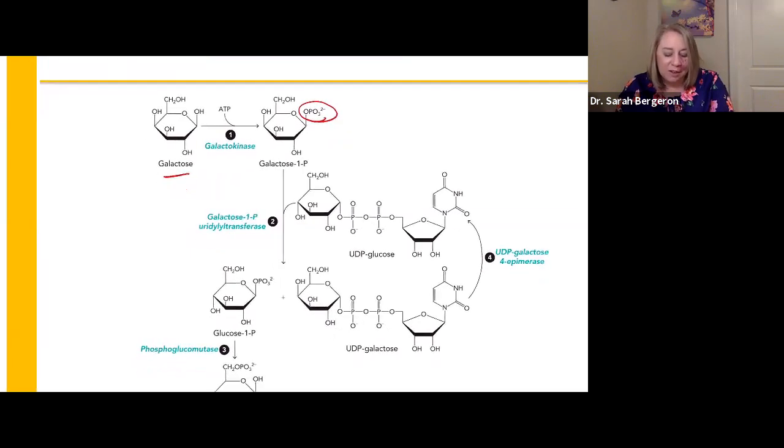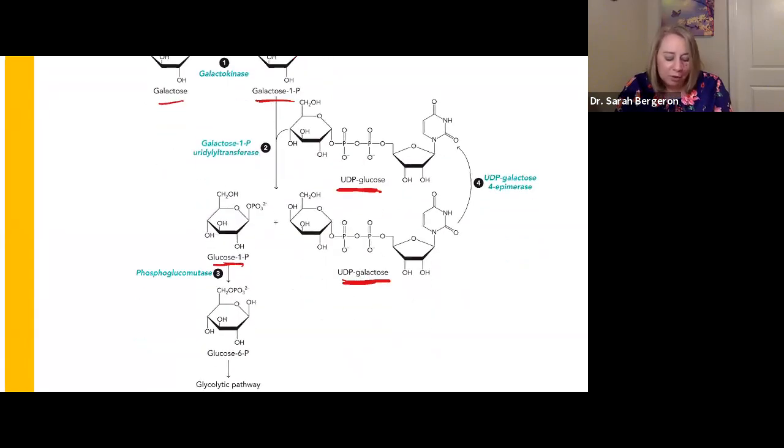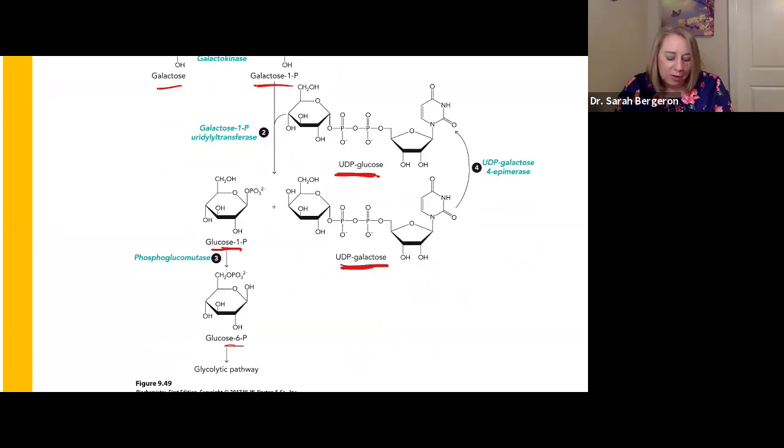Now, that galactose 1-phosphate is added to what's called UDP, uridine diphosphate glucose, right? So our uridine diphosphate glucose basically converts into a glucose 1-phosphate molecule and then a uridine diphosphate galactose. So it basically swaps the sugars. Now that we have glucose 1-phosphate, we can convert that to glucose 6-phosphate with a mutase, and then it can enter the glycolytic pathway.